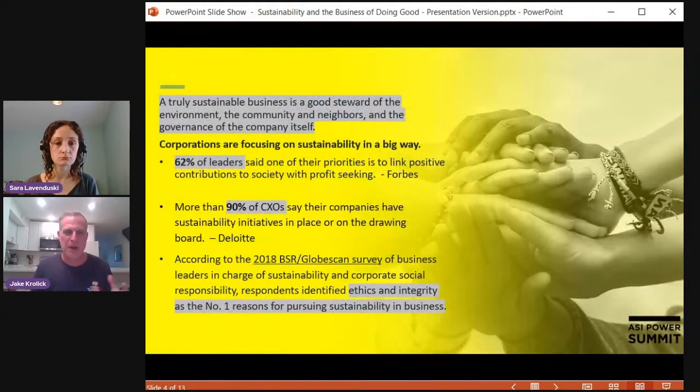So let's talk about why corporations are focusing on this in a big way. A truly sustainable business is really more than just a good steward to the environment.